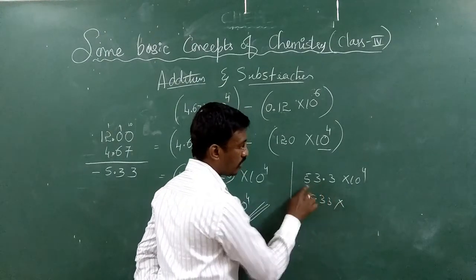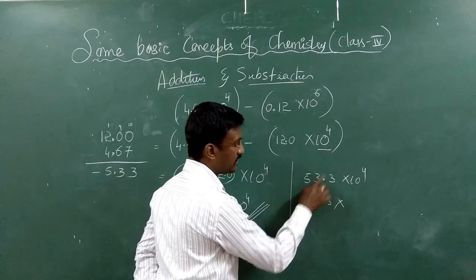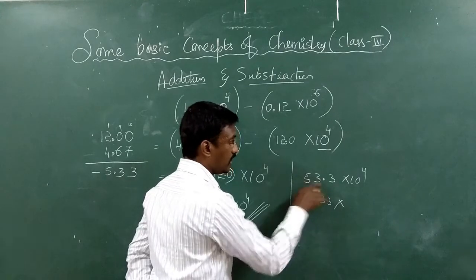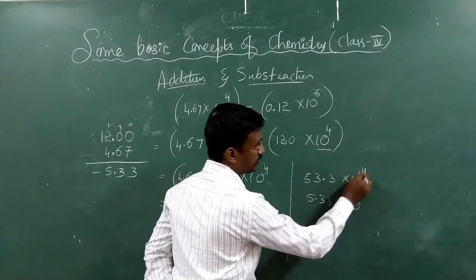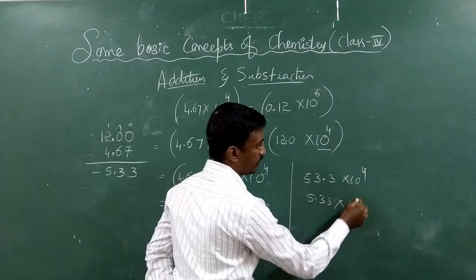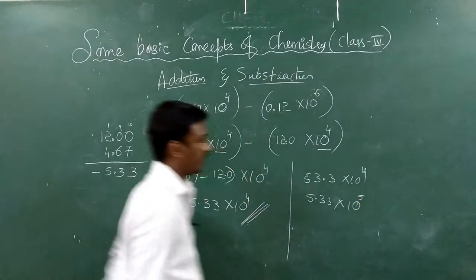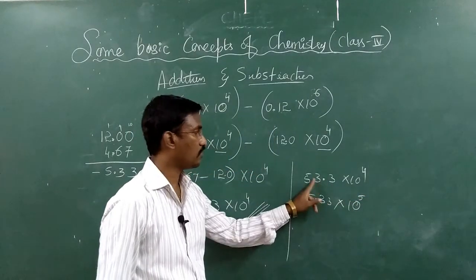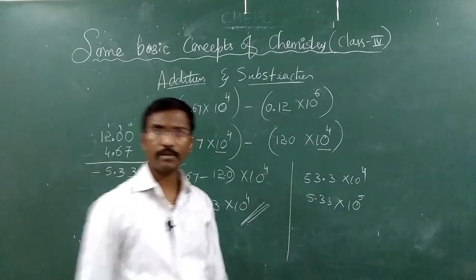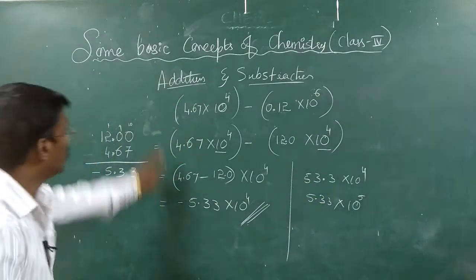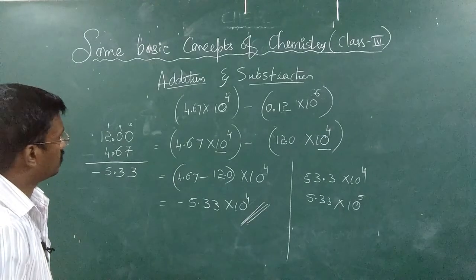Can you see that you have decreased the number? 53 is greater, 5.3 is lesser. If you have decreased it, you have to increase the power. Initially it was 4, then by adding 1 it becomes 5, because you reduced by 1 digit. Are you getting my point? So this is how we have to do the addition and subtraction.